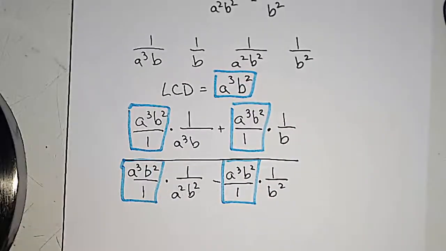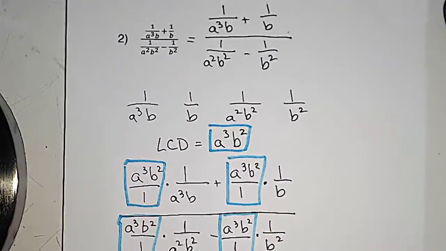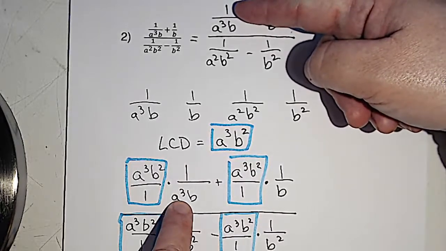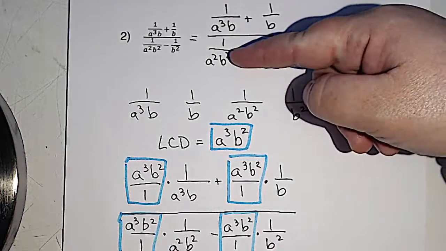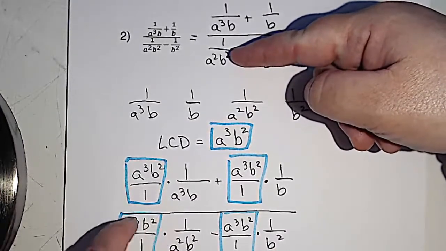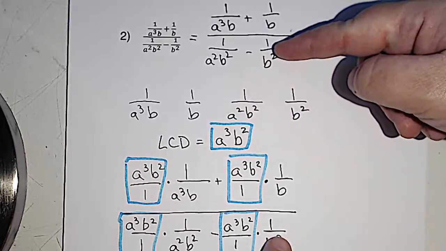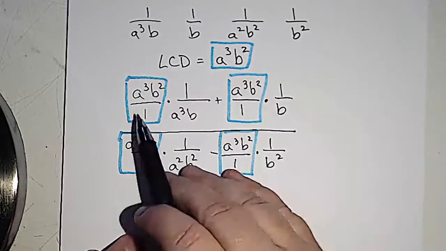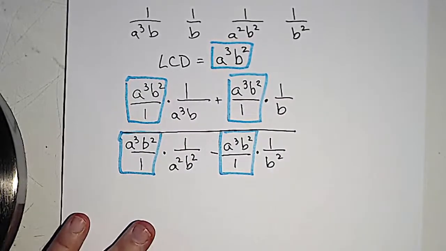Let me see if I can make this. I can pull it out just a little bit. There we go. So you can see, almost fits. Okay. 1 over a cubed b, that's there. Plus 1 over b, that's right there. 1 over a squared b squared, that's here. Well, you can't see my finger. It's right there. And then 1 minus 1 over b squared is right there. So we've got all the terms, and I just gave everybody their very own personal a cubed b squared.